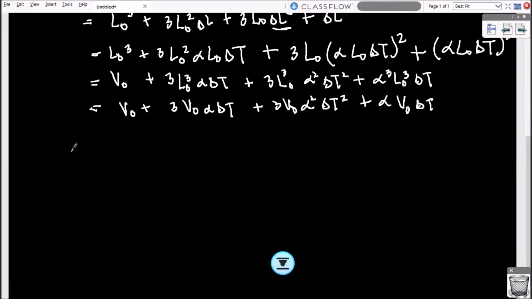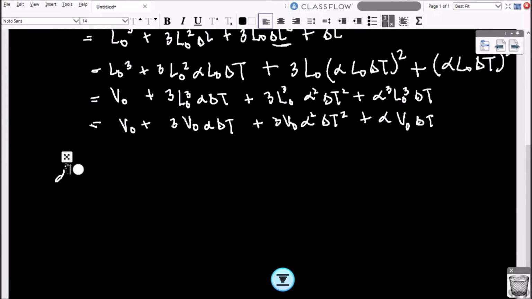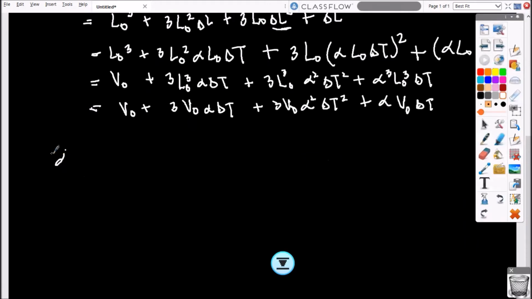Now, if we're going to square the coefficient of linear thermal expansion, alpha squared, that's approximately equal to 0. How much more if we're going to raise the coefficient of linear thermal expansion to the third power, or alpha cube, it will again be approximately equal to 0. So you can neglect this.